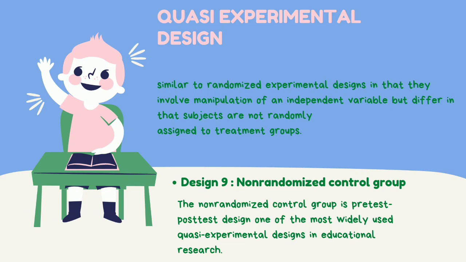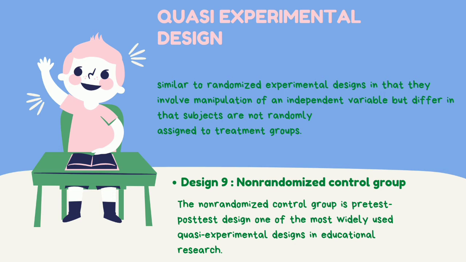Next, we move into the quasi-experimental designs. Quasi-experimental designs are similar to randomized experimental designs in that they involve manipulation of an independent variable, but differ in that subjects are not randomly assigned to the treatment groups. Because the quasi-experimental design doesn't provide full control, it is extremely important that researchers be aware of the threats to both internal and external validity and consider these factors in their interpretations.